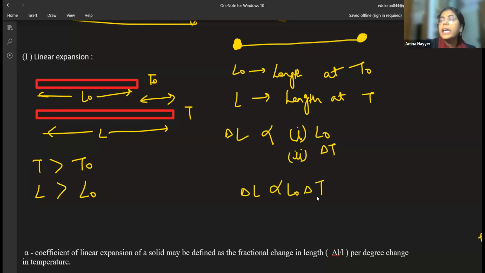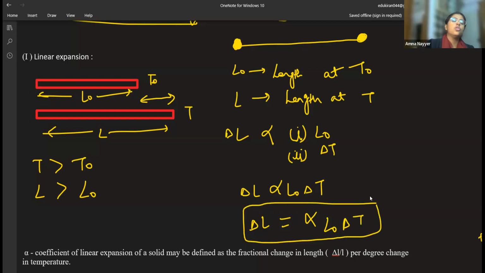And we've always seen whenever we have variables, we have to remove the proportionality sign and put an equal sign. We remove the proportionality sign by putting the necessary constant at that position. So delta L is directly proportional to L naught delta T, so delta L will be equal to alpha L naught delta T. This symbol is alpha. We call it the coefficient of linear expansion. This we'll be studying, the coefficient of linear expansion.